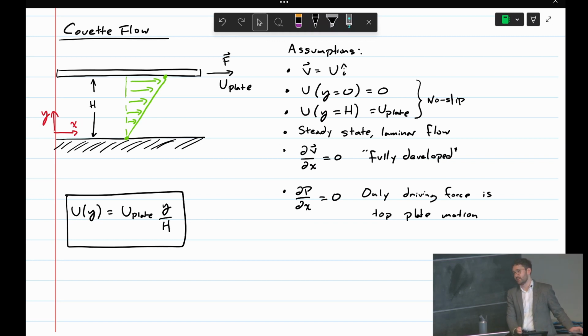Any questions on this? Any questions about any of the assumptions? I know those are maybe some new ones there. Yes, please, Aaron. Yep, the top plate would be h. You can think of it as also the distance between the plates. Any other questions? Yes?